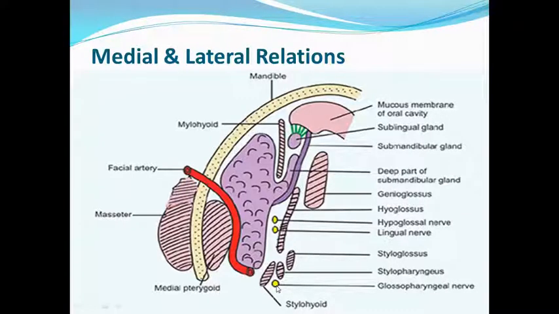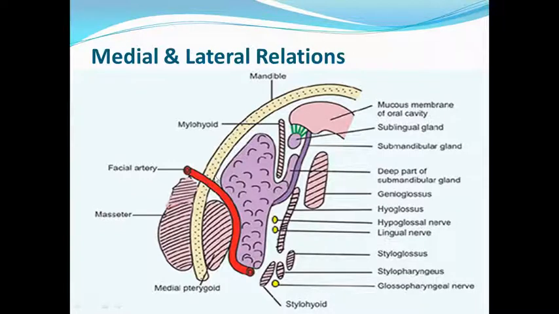Then we have the ninth cranial nerve, that is the glossopharyngeal nerve, and the wall of pharynx, which is not shown in this figure. So these are the structures in the posterior relation of the medial surface of this superficial part of the submandibular gland.